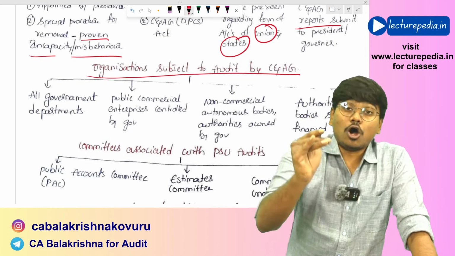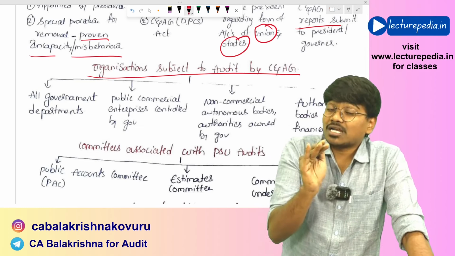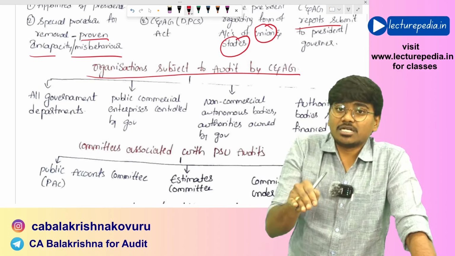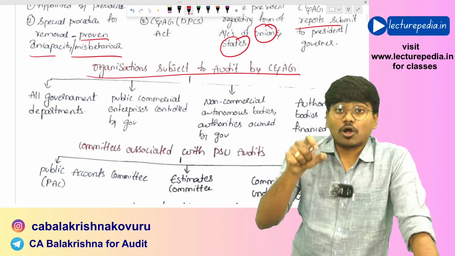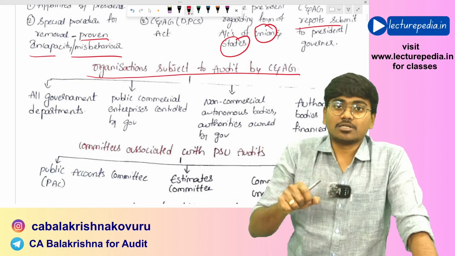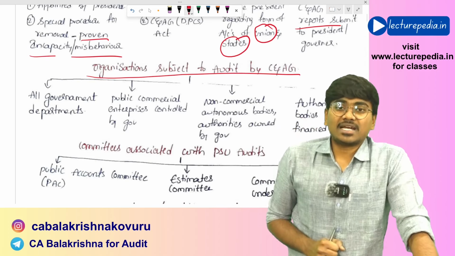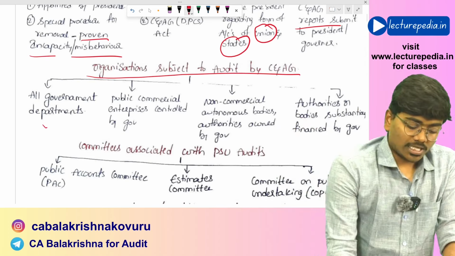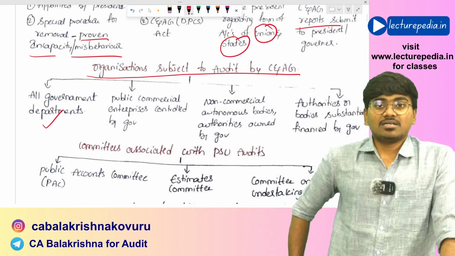First of all, the government departments, okay, not organizations managed by government departments. Government departments themselves should also be audited. So the audit of the government department will be conducted by C&AG. Okay, all the government department audits will be conducted by C&AG.